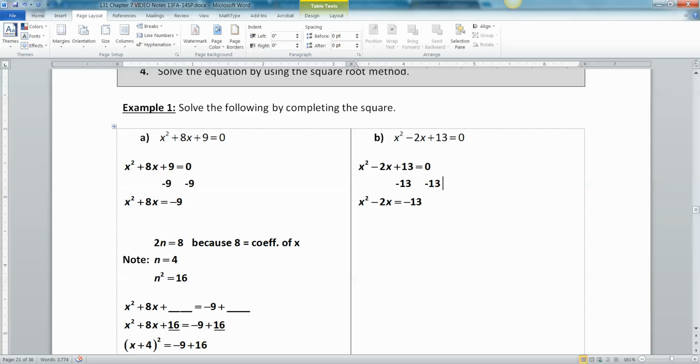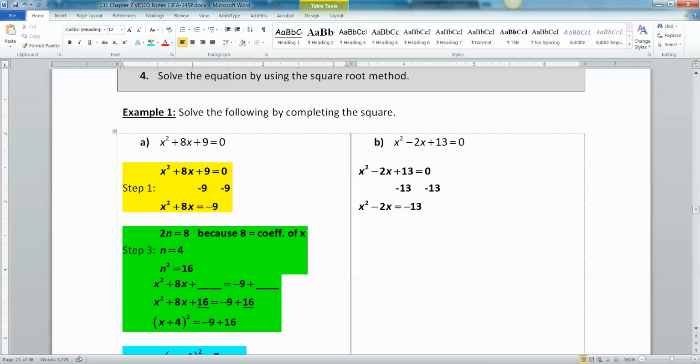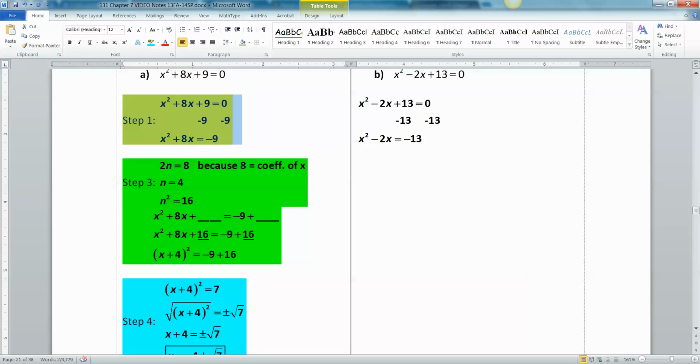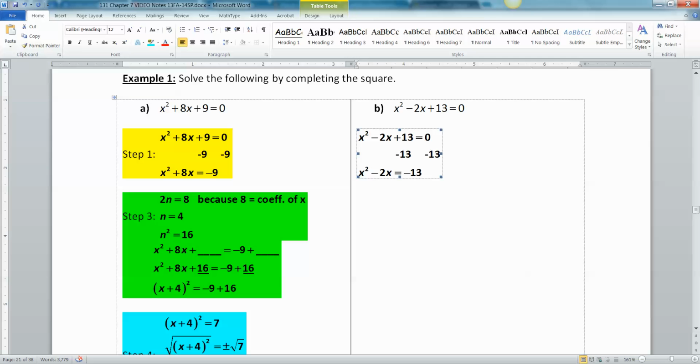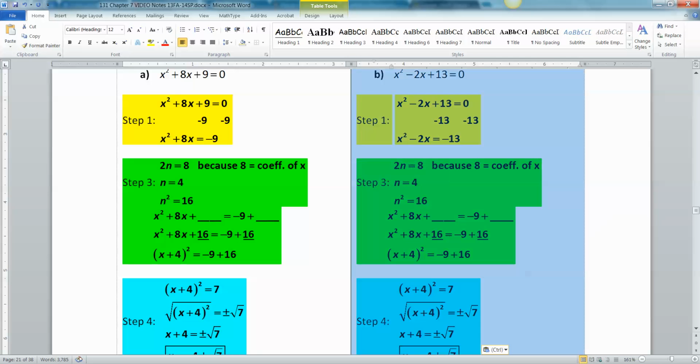Now step 2 is where the hard part is. Actually, let me label these steps for you. I highlighted it so you could see better. Step 1, we got the x squared plus 8x by itself. Step 2, we didn't need to bother with. Step 3, you figure out what your n squared is and your n is. Then you add your n squared to both sides, and that turns it into that perfect square trinomial. And then step 4, you just solve that with the square root method. Let me copy that over here on our side.